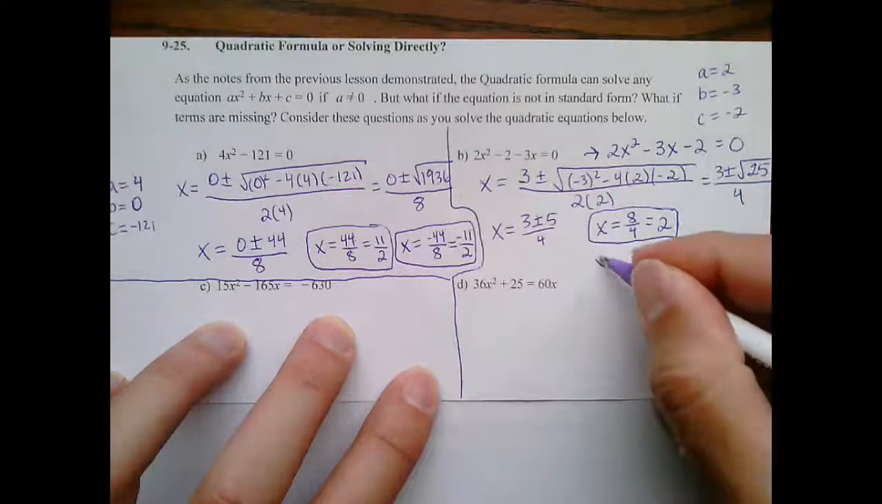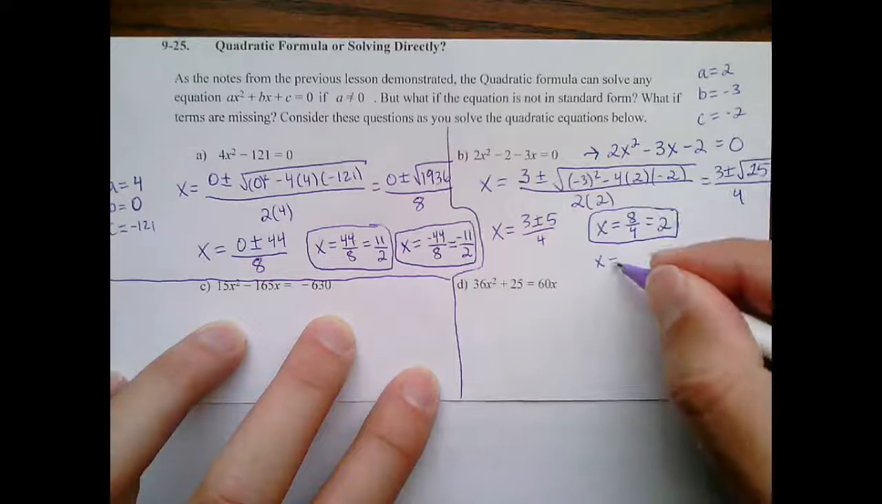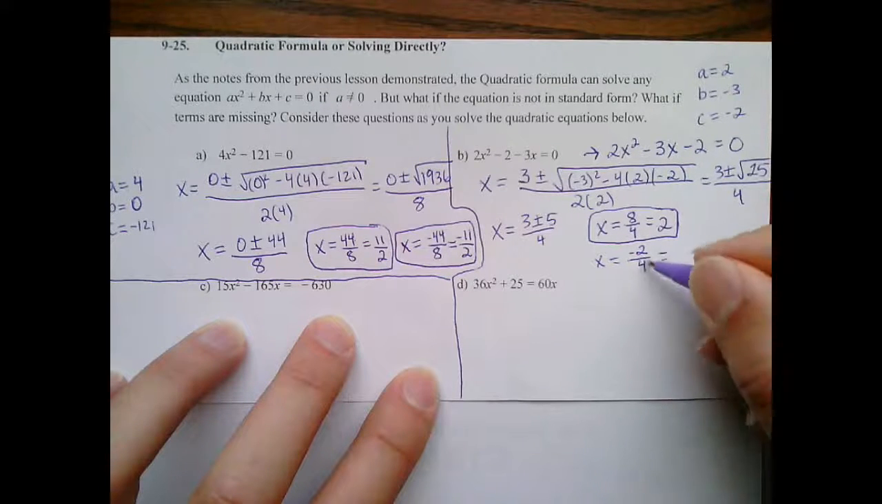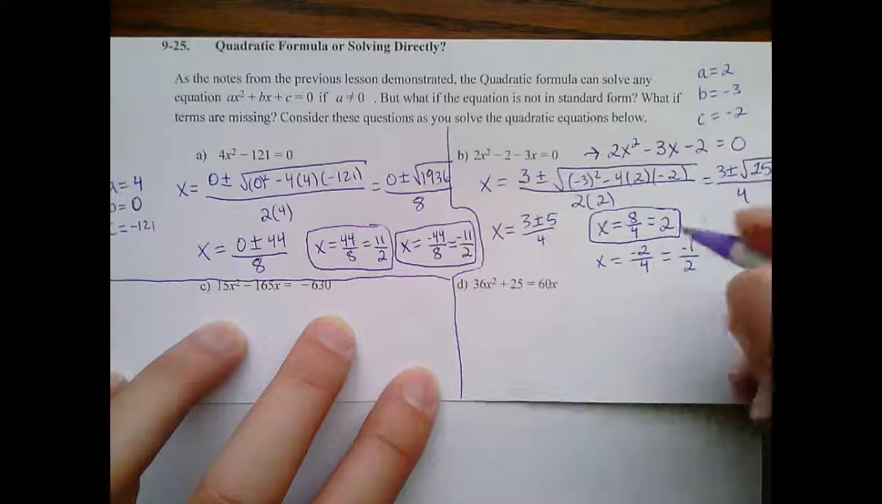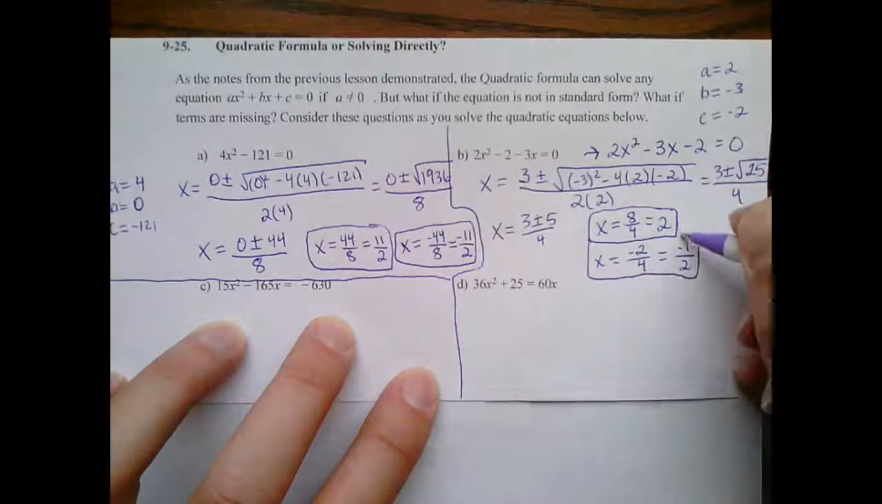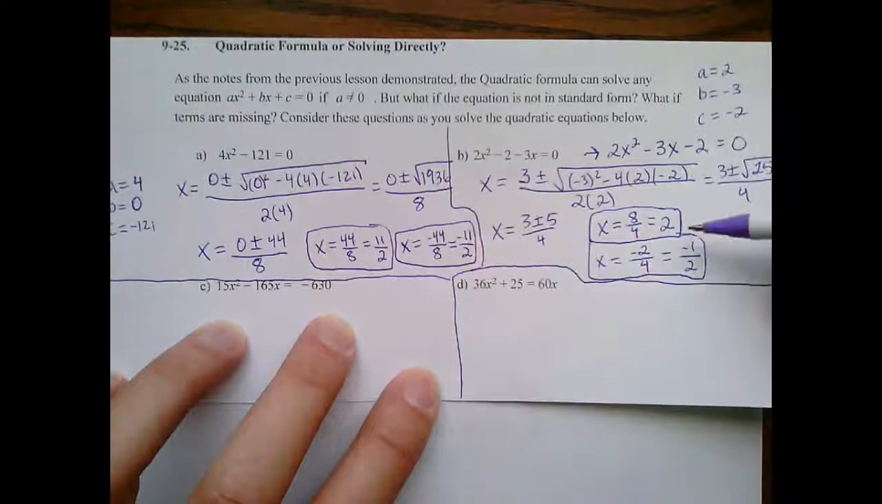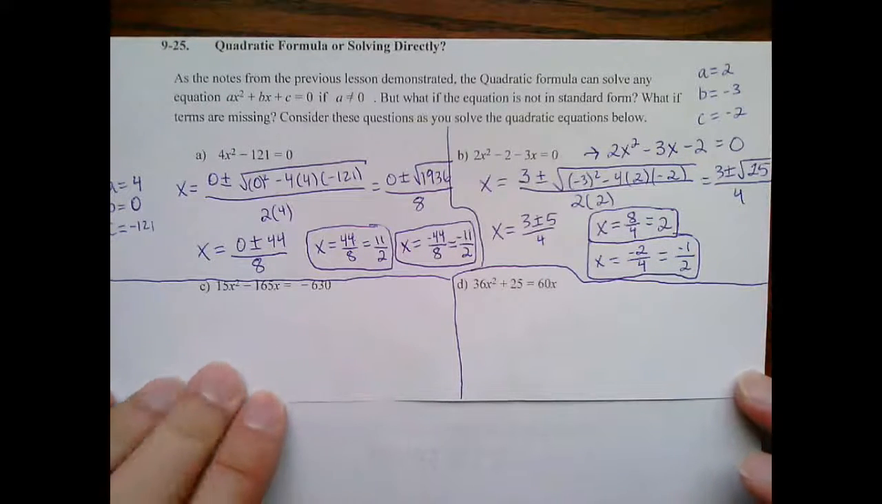How about the other one? Well, now let's do 3 minus. What is 3 minus 5? Well, that's negative 2 divided by 4. The GCF of 2 and 4 is 2. 2 goes into negative 2, negative 1 times. 2 goes into 4 2 times. So my other solution will be negative 1/2. So my two solutions for part B are positive 2 and negative 1/2.